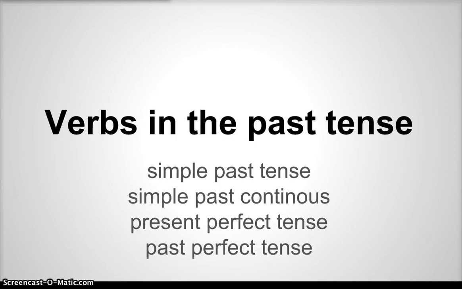Okay, so now we're going to talk about verbs, and we're going to talk about verbs in the past tense. And the past tense denotes something that has happened yesterday or even further back in time. And there are different past tenses. We have the simple past tense, the simple past continuous, the present perfect tense, and the past perfect tense. And we're going to go through them one by one.